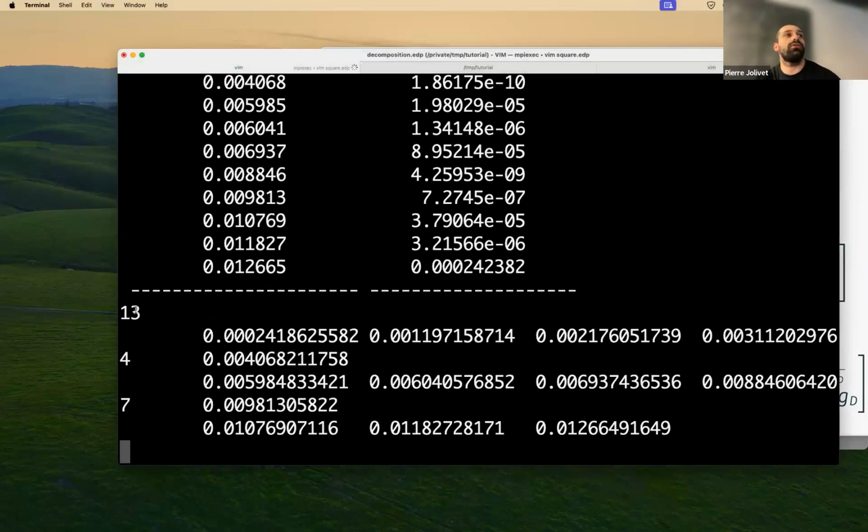Okay, and so now you see the values being printed per frame style, let's say.